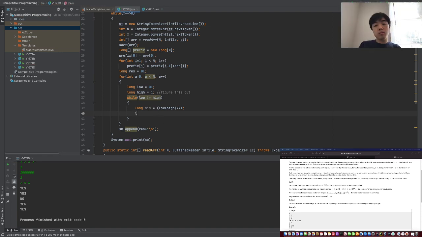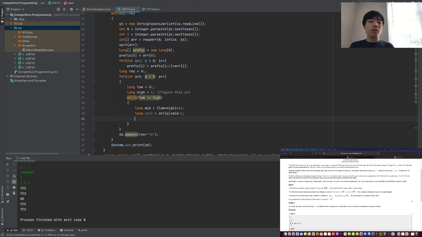Like, so long cost is, so if this is the, okay, so this is like the first day, for example, that we want to try to buy this thing. So long cost is equal to array at A plus mid minus 1. Because we want to buy it once on the very first day, and that's the price on the first day.